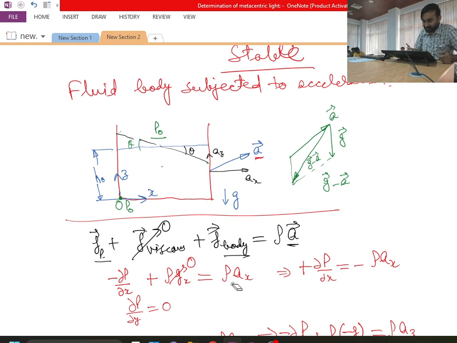That is the reason my free surface is oriented like this, because this is nothing but the direction of the g vector minus a vector, which I can say is the direction of the gradient vector, the gradient of pressure. So in whatever direction the gradient of pressure is oriented, our free surface will be normal to that, meaning the surface of constant pressure value will be normal.